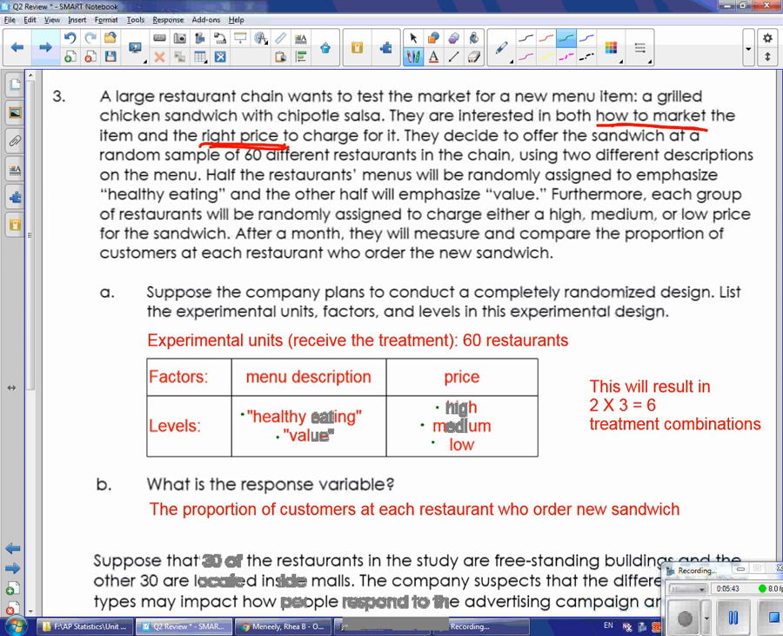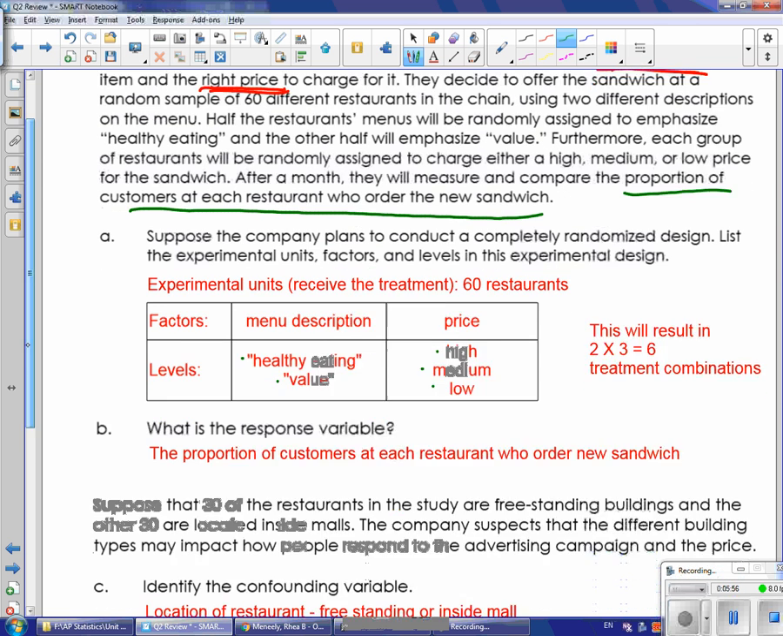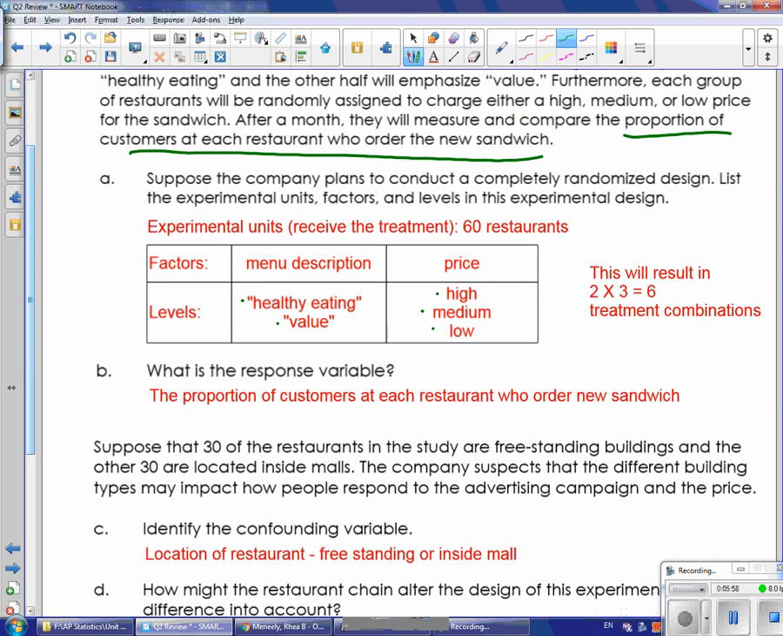In letter B, it's asking what the response variable is. What am I measuring at the end of this experiment? And that tells you very easily it's the proportion of customers at each restaurant who order the new sandwich. Okay? This is a major assessment that you guys are taking, so don't cut corners. Make sure you spell everything out completely and clearly.